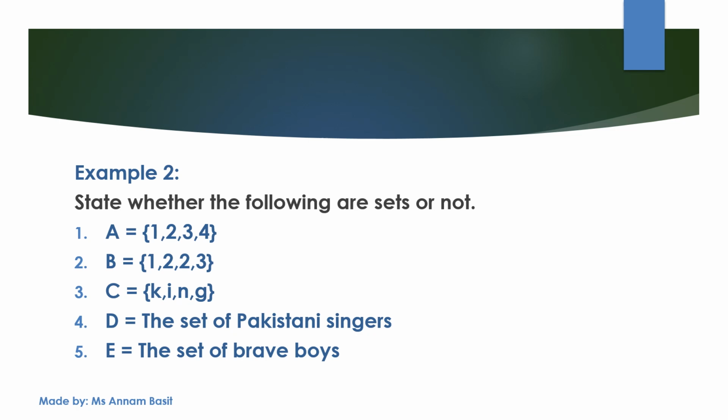So let's see. Number 1 is A is equal to {1, 2, 3, 4}. The second set is B is equal to {1, 2, 2, 3}. The third set is C is equal to {K, I, N, G}. The fourth set is D is equal to the set of Pakistani singers, and the last one is E is equal to the set of brave boys. Now let's see which of these are sets and which are not.